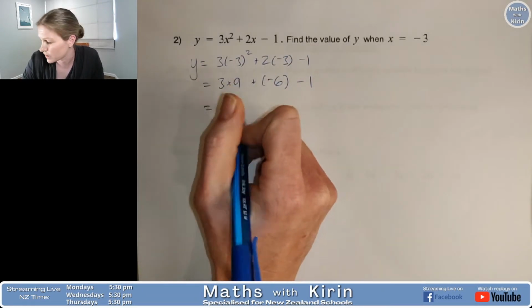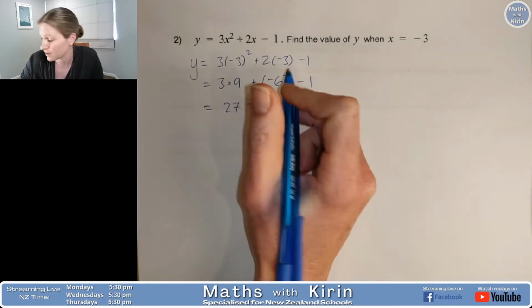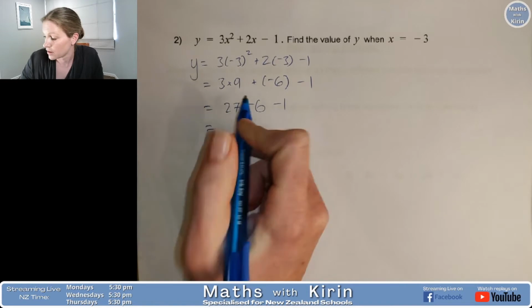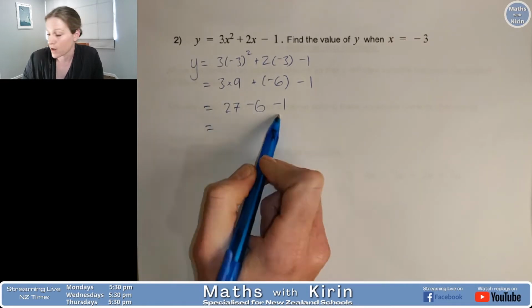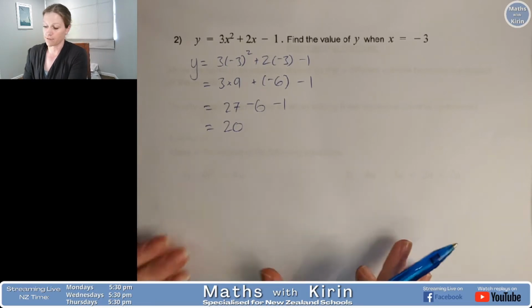3 times 9 is 27. So we've got 27 plus negative 6, which is actually just minus 6, minus 1. 27 minus 6 is 21, minus 1 gives us 20. Okay, so just substituting through and simplifying as we go.